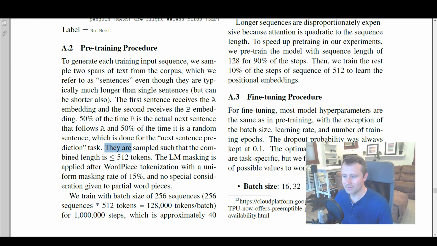And they say they are sampled such that the combined length is less than or equal to 512 tokens. So BERT has that maximum input length, and in order to feed it 2 sentences together with the special tokens, it all needs to be less than 512. It doesn't really say in here what their sampling strategy is. I'd be kind of curious to see: is the length uniformly random, or how do they decide how much text to take?